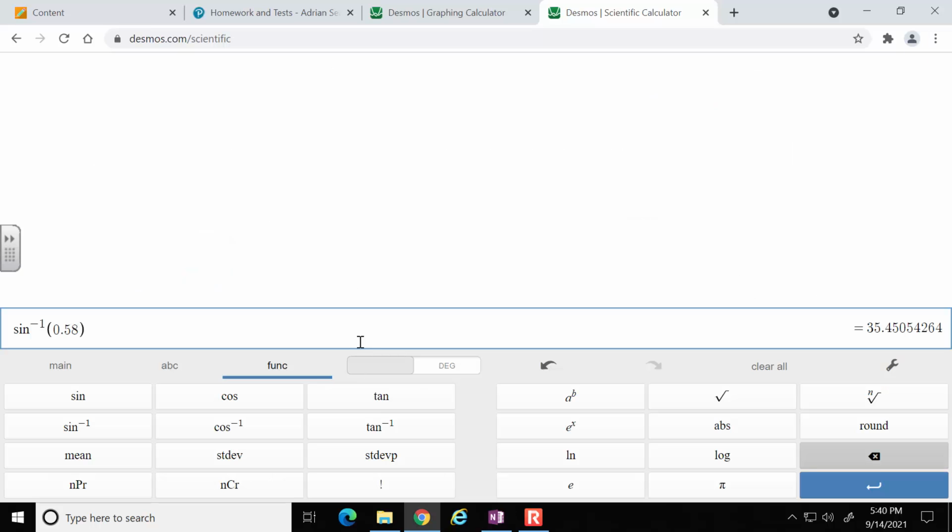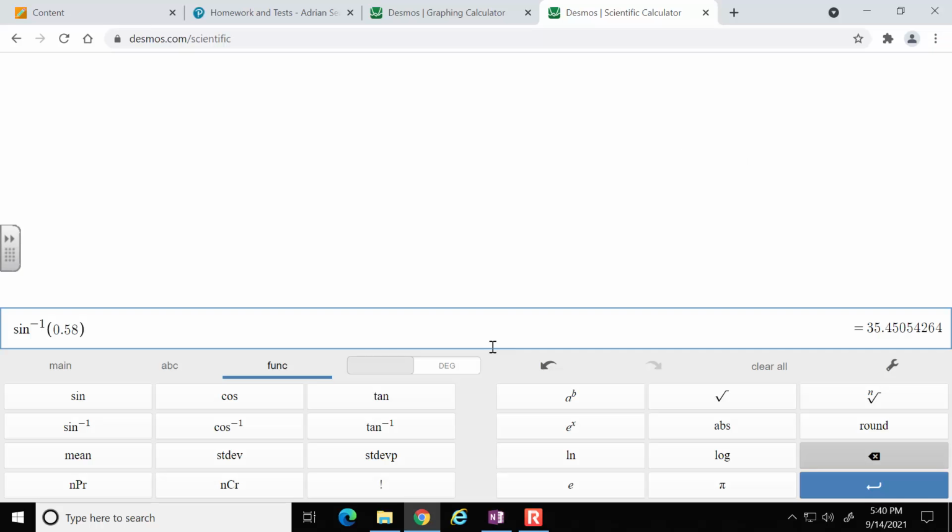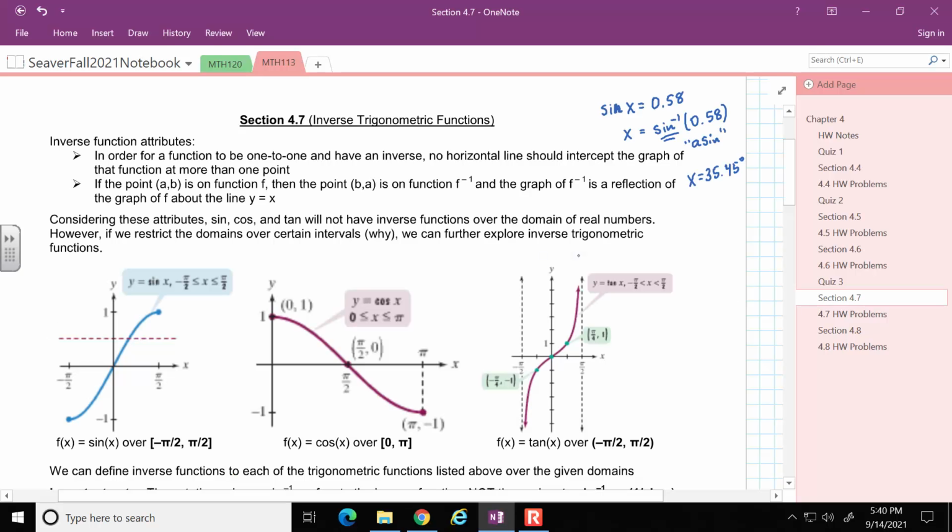Now be careful, because this is in degree mode, I think. So it'd be 35.45 degrees would be the answer here. Or I'm perfectly fine with 0.62 radians, as long as I know that you're saying radians and not degrees, or vice versa. So if it's degrees, put a degree symbol. Okay, so we talked about that a little bit, just some very basic, if we have that situation, how to solve that.